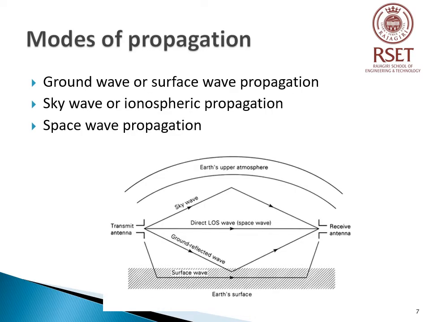Next, we shall see different modes of propagation. The radio waves from the transmitting antenna may reach the receiving antenna through any of the following modes of propagation, depending on several factors like frequency of operation, distance between transmitting and receiving antenna, etc. The different modes of propagation are: first one, ground wave or surface wave propagation; second one, sky wave or ionospheric propagation; and third one, space wave propagation. All these will be discussed in detail in the following slides.